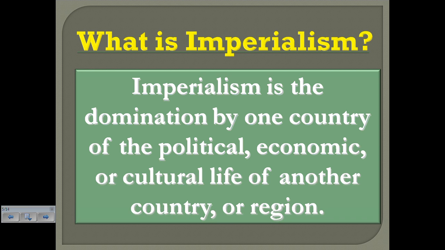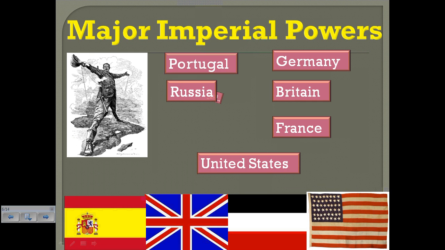Mr. Walter, what countries will be doing the imperialization? Okay, well, I'm glad you asked that. There are going to be 7 major countries that you need to know about that will be doing the imperializing. Those countries are Portugal, Germany, Russia, Great Britain, Spain, France, and, even though not in Europe, the United States. These are the countries that will be going out and taking over other countries, culturally, politically, and economically as well.